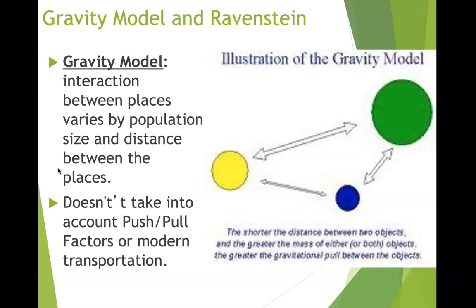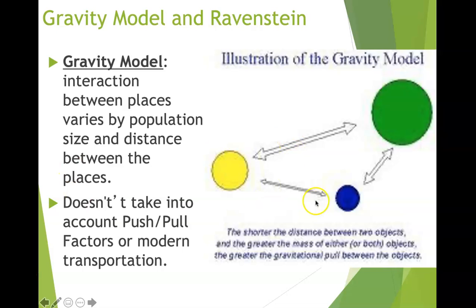All right. Other things to talk about: Ravenstein comes up with something called the gravity model. The interaction between places varies by population size and distance between places. So it doesn't take into account push-pull factors or modern transportation, things like that, but it does say that distance matters, size and distance between places.